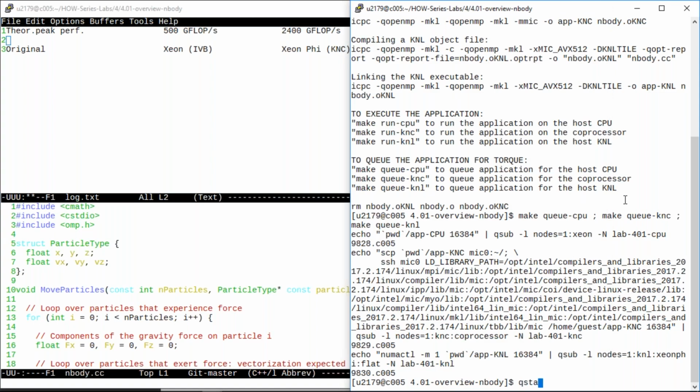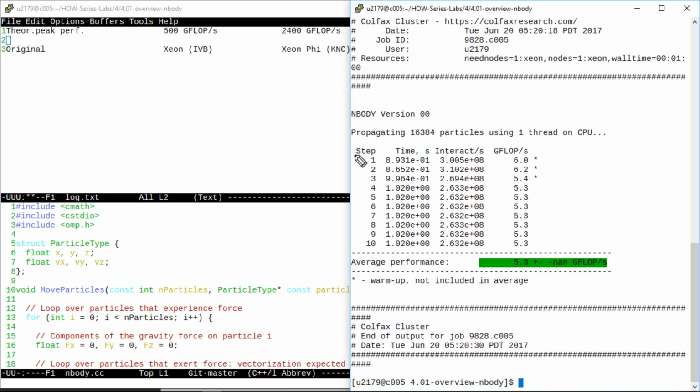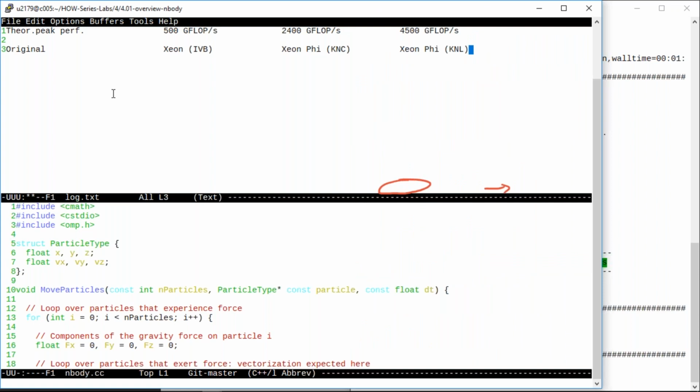What did we actually get? Is it done? So on the CPU, this is how it's organized. It took 1 second, and then this second is converted to gigaflops per second, and we get 5.3 gigaflops per second. So I'm going to type original, and 5.3. 5.3 is not a lot compared to the theoretical peak of 500.